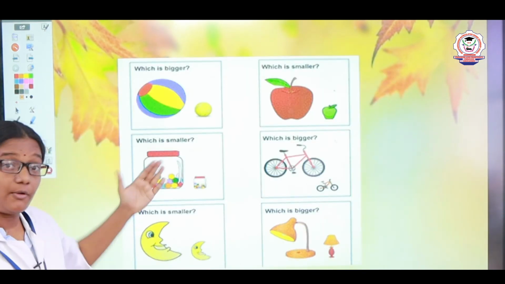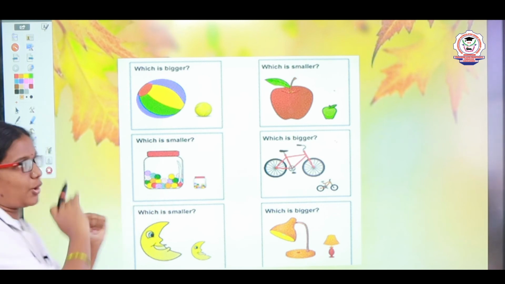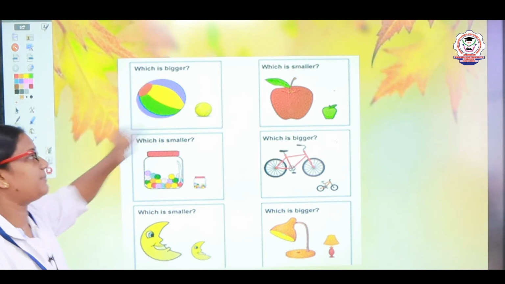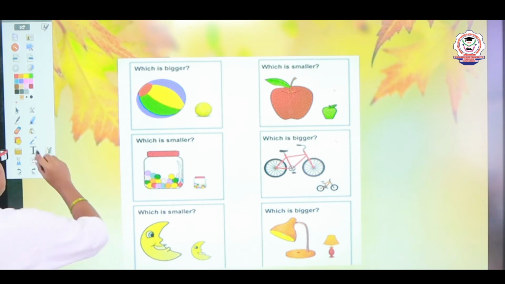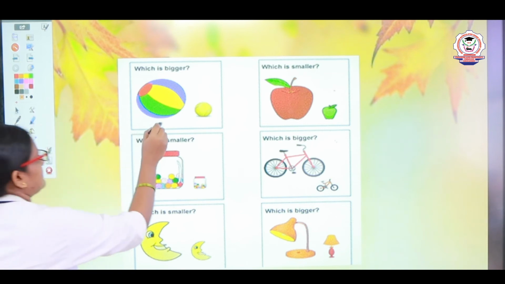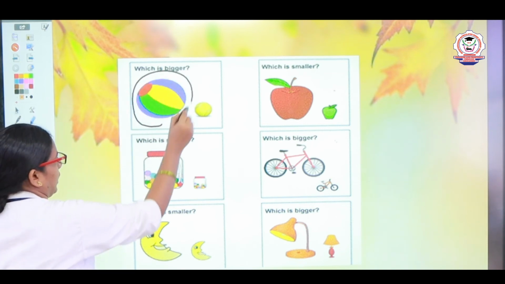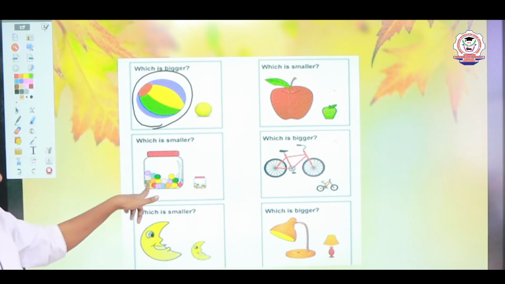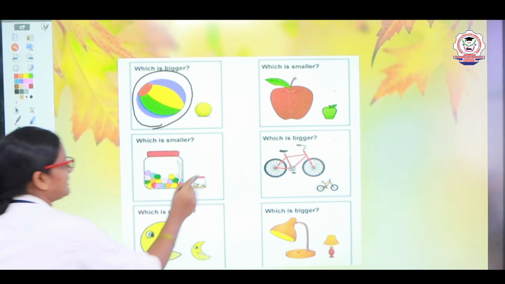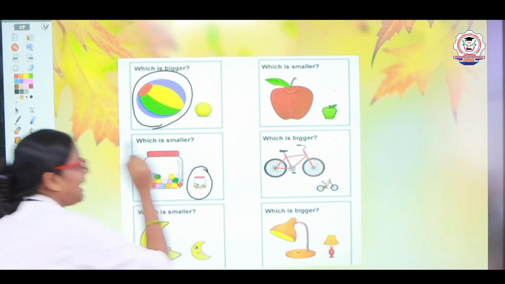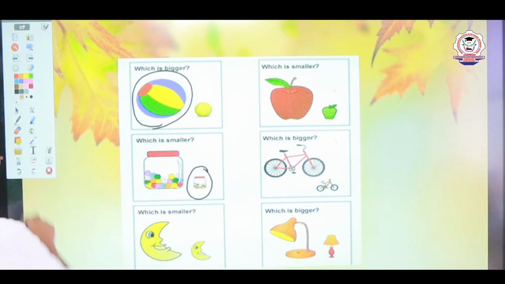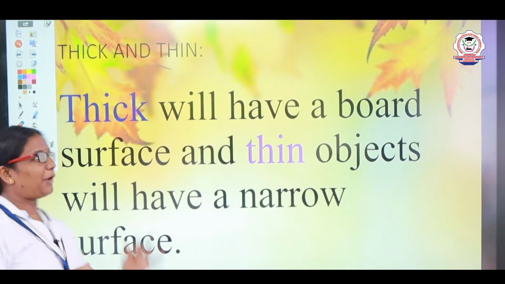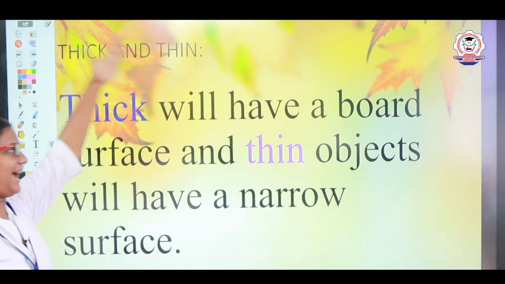So, we have seen some examples for big and small. Now, see here, which is the biggest ball here? Circle it. So, this is the biggest ball. Okay, very good. So, now in this picture, which is the smallest one? Circle it. It is the smallest one. And the remaining examples, you have to do it. Okay, children? Now, we are going to discuss thick and thin.